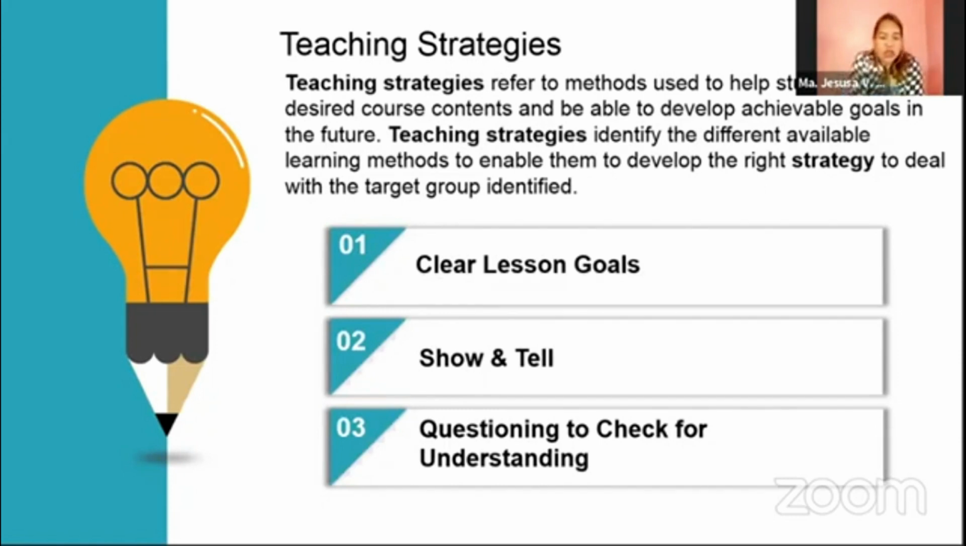Okay. So in clear lesson goals, it should be clear about the things that you want to do or the goal that you want your students to acquire. It should be vivid for them to understand all your directions, all the things that you want them to cater. Okay. Next, second is show and tell.